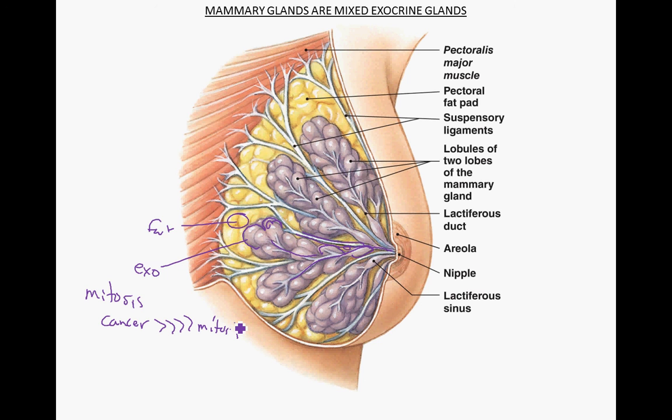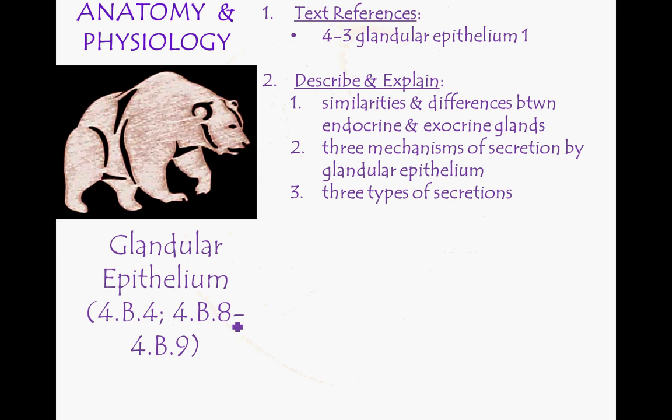Mitosis, right? Uncontrolled mitosis there. Okay, so just some perspective and some understanding there. Endocrine gland, exocrine gland, right? And what those tissues are.